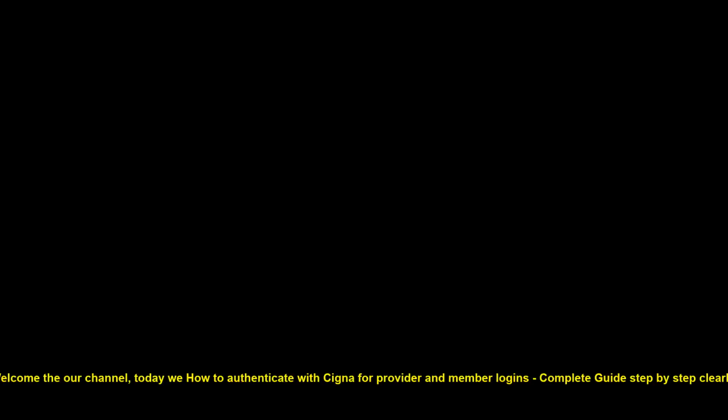Today we will learn how to authenticate with Cigna for provider and member logins, a complete guide step by step clearly. To authenticate with Cigna for provider and member logins, begin by visiting the official Cigna website. Locate the login option on the upper right corner of the home page. Click on the appropriate link for either providers or members.